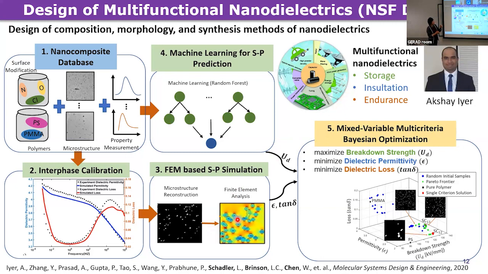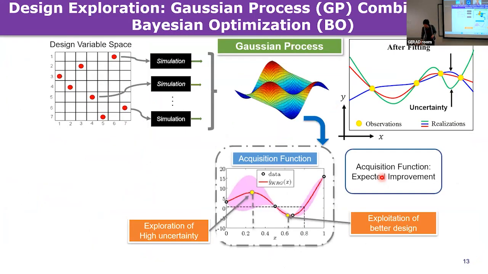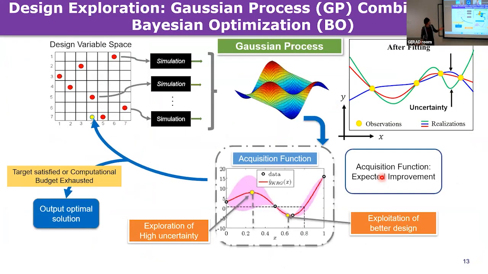And then we also have a machine learning technique that uses the data to build a model that relates to the objective functions. Here we have 3 objectives: breakdown strength, dielectric permittivity, and dielectric loss. So we have to make a trade-off among those. So we're using the approach that I talked about earlier, which is the same slides. I just want to remind you that we are using this iterative method.